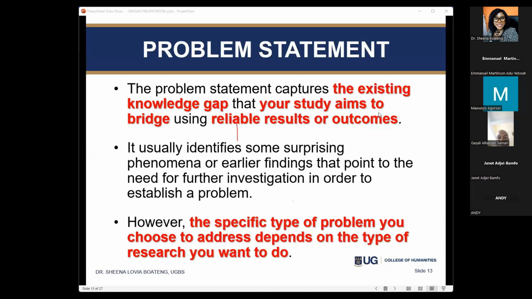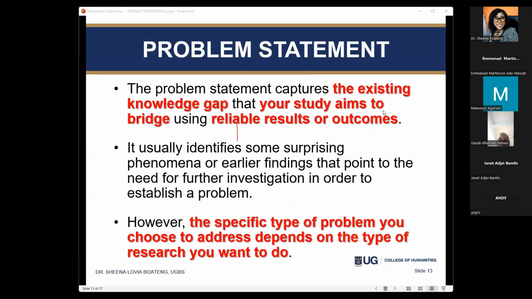Good. So when we talk of a problem statement, what is it? It captures, like I said, an existing knowledge gap in the area that you want to study. So once you identify this gap, you are basically telling us that your study, by the time it is concluded, is going to help us to bridge this gap using the outcomes or the results of your study based on the data that you are going to collect and how you are going to analyze it.